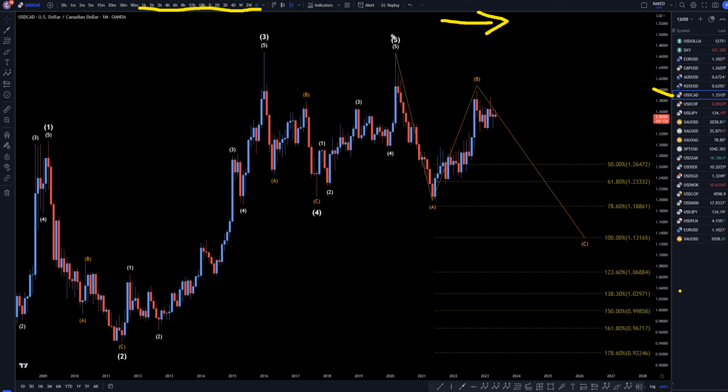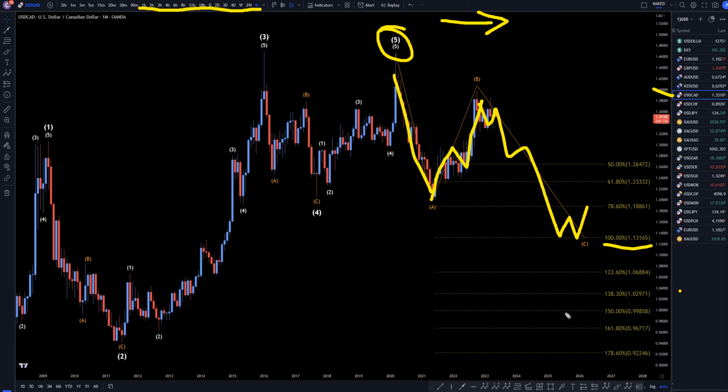So on the US dollar Canadian, I still believe this is the end of a trend. I think this first move down is an A. I still think this is like an A, B, C, or B. And I still believe that this is going to keep on trending down now to make a wave C, most likely all the way down to the 100% Fibonacci extension of wave A, projected out from the top of what I think is wave B.